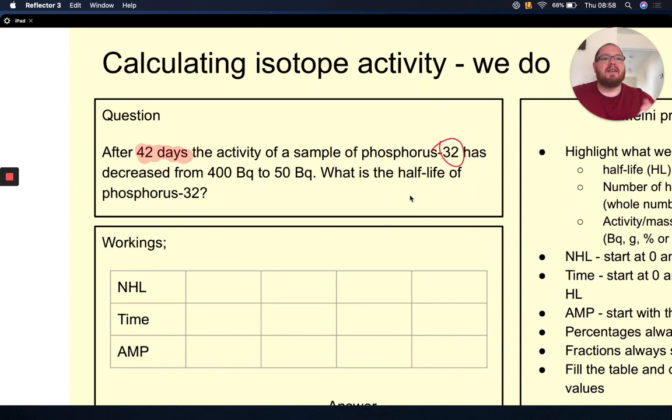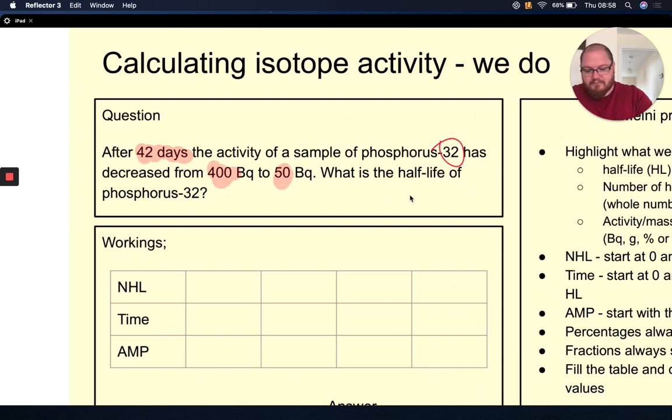It's like me saying it takes 1 year for Mr. Timothy, or it takes 3 years for Mr. Timothy to drop to 12.5 kilograms. So you don't know the half-life. We know it's 50, but it's going to take 3 years to drop from there to there. So this time we've got to be careful not to use that 42 as a half-life. It drops from 400 to 50.